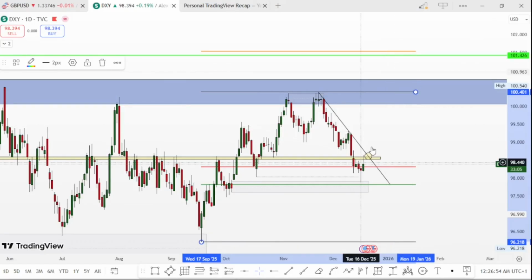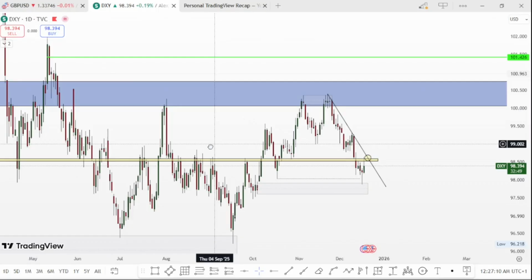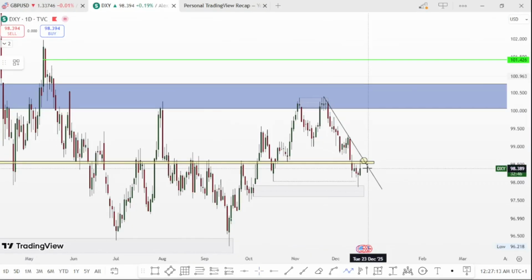So the next level target on the XY is this blue bar. That's one. If price should clear it and break it, you're looking at 101.46 on the dollar index. Very simple, very straightforward. So let me just draw this guy right about here.